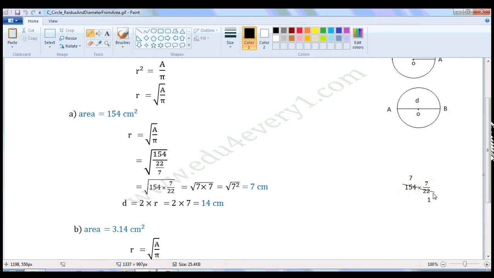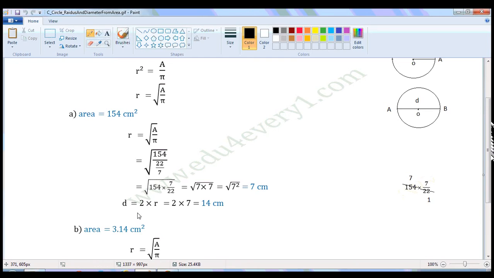Divide both of them with common factor. When we divide 154 with 22, we get 7. When we divide 22 with 22, we get 1. The values left are 7 × 7/1, which is equal to 7 × 7. So we can write this as square root of 7 × 7, which is equal to square root of 7 square. Square root of 7 square is 7. So radius is equal to 7 centimeter.